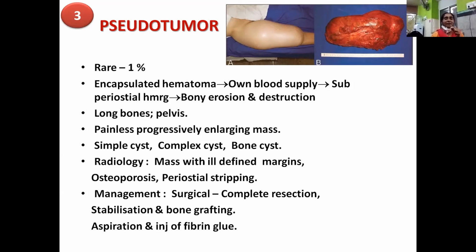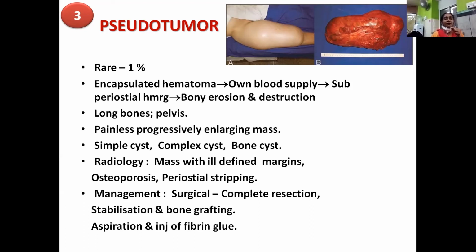This encapsulated hematoma can draw its own blood supply from the nutrient arteries of the bone. Finally, it results in periosteal hemorrhage, periosteal elevation and bony erosions, and all the bony landmarks are lost. You will lose the differentiation between the bone and soft tissue. Finally, the hematoma, the capsule, the adjacent muscles, soft tissues and bone all grow into a single swelling, which we call a pseudotumor. It can usually involve the long bones or pelvis. A pelvic pseudotumor can occur following an untreated psoas hematoma.